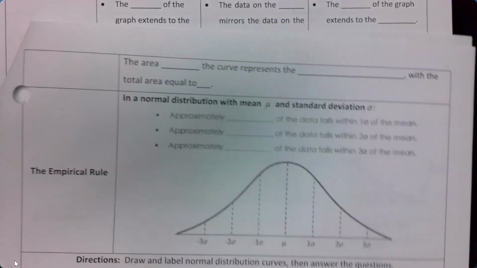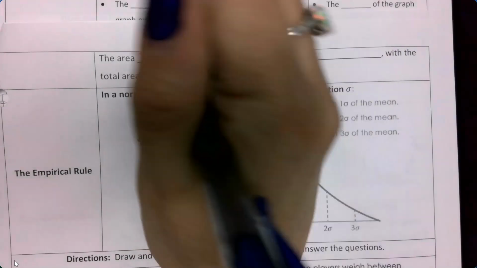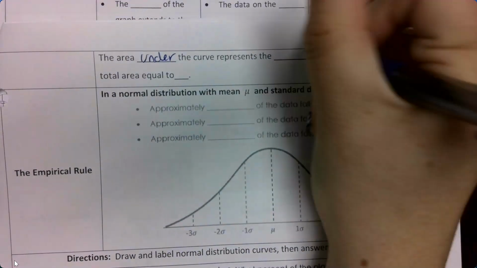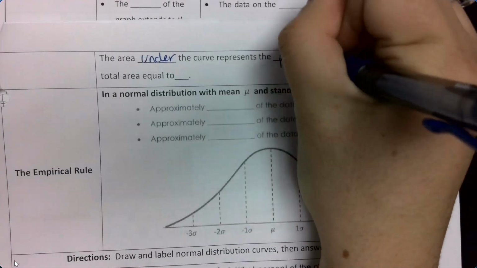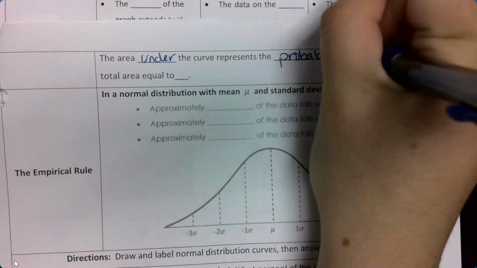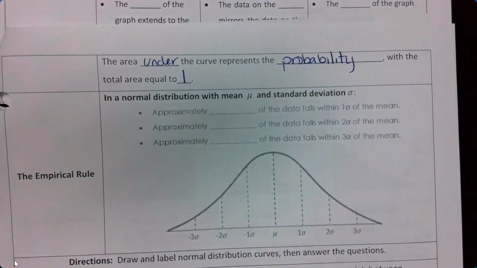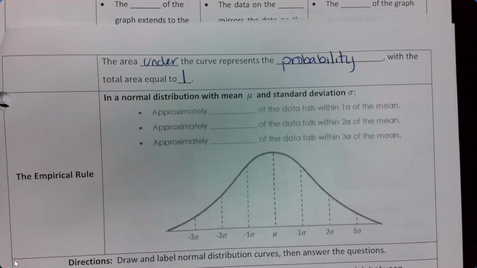Okay. So the area under the curve represents the probability, with the total area equal to 1. So probability is just percent possibility of the number being in there.